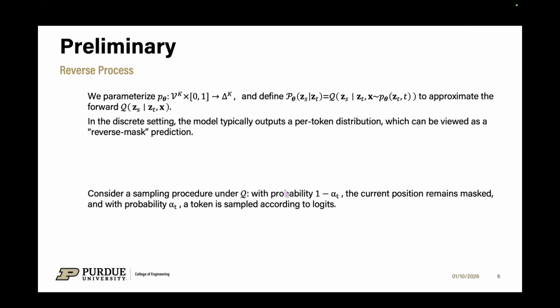Okay. So later we'll move on to the reverse process. We need to first parameterize the neural network, and the input is the token ID times the time, and the output is the logits. And we also need to define a transition kernel, just like to approximate the forward transition kernel q.